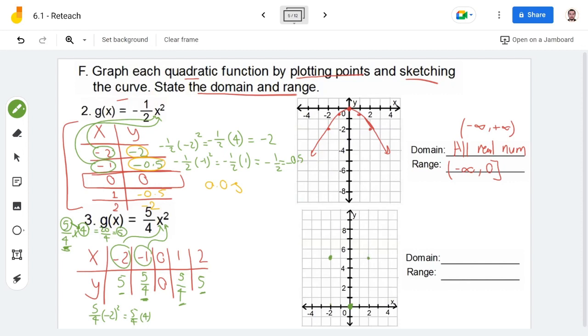Can we graph using only 3 points? Yes, we can. Just a small sketch like this, because the question said sketching. Sketching means it's not very accurate. It should be accurate, but not very accurate. Now the domain is from negative infinite to positive infinite, or remember that it's from the lowest point to the highest point. The range is from 0 to infinite. So that's the range.